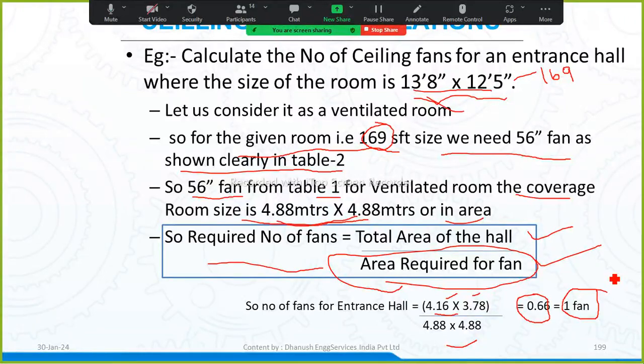Suppose in the hall we also have the TV unit, sofa, and furniture. Do we have to deduct that from the square feet? We need to take the empty room into consideration. Irrespective of your furniture, we are taking only the empty room. Just like lights, even for lights we put furniture, right? Considering that only, we calculated based upon the room size only. Any more questions?